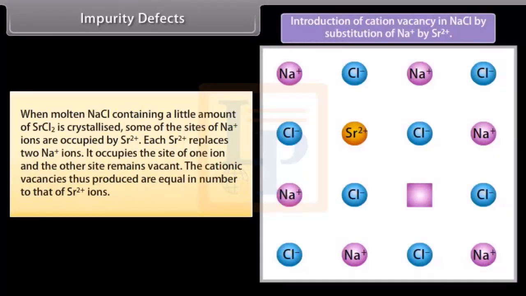Impurity defects. When molten NaCl containing a little amount of SrCl2 is crystallized, some of the sites of Na+ ions are occupied by Sr2+ depicted in the figure below. Each Sr2+ replaces two Na+ ions. It occupies the site of one ion and the other site remains vacant. The cationic vacancies thus produced are equal in number to that of Sr2+ ions.